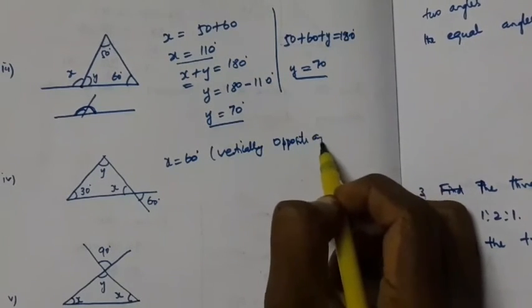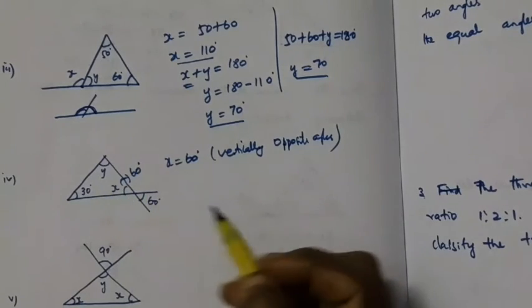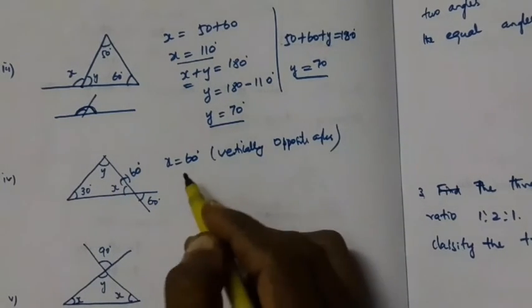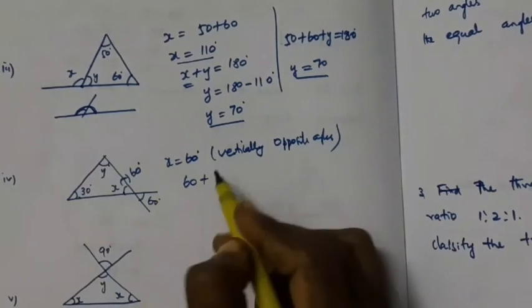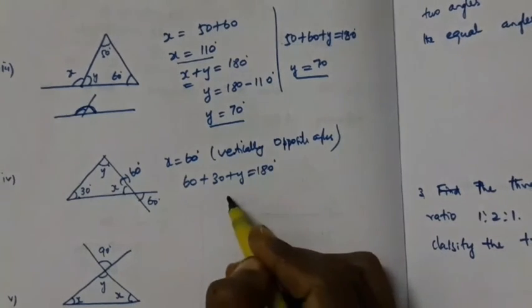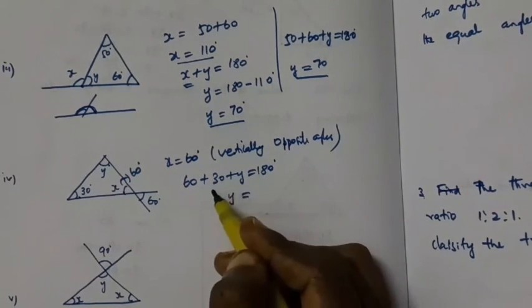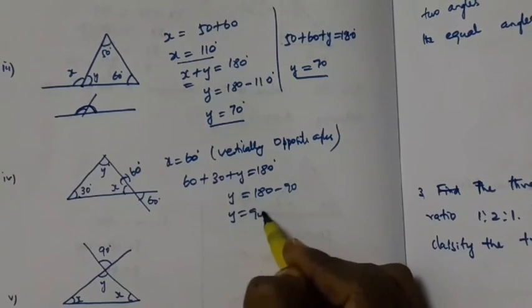These are vertically opposite angles, so this angle is 60 degrees. Now we have to find what y is. As usual, this angle plus this angle plus this angle: 60 plus 30 plus y will give 180 degrees. So y equals 180 minus (60 plus 30), which is 180 minus 90. So y equals 90 degrees.